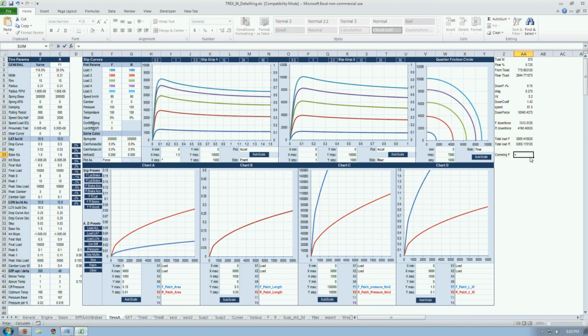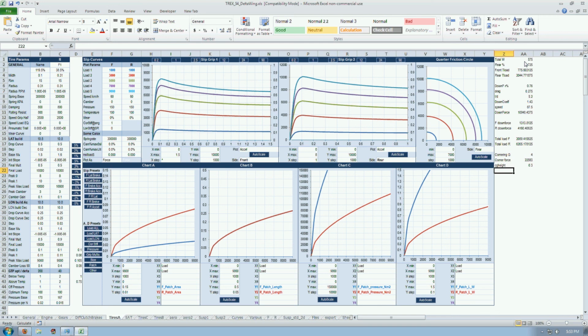That means the force applied to the car at the center of gravity is 4 times that. Let's make cornering force 4g, so the force is 4g times the mass times 9.81. That's quite a high force. Now this force acts at the center of gravity, and let's say it's 0.3 meters from the ground.